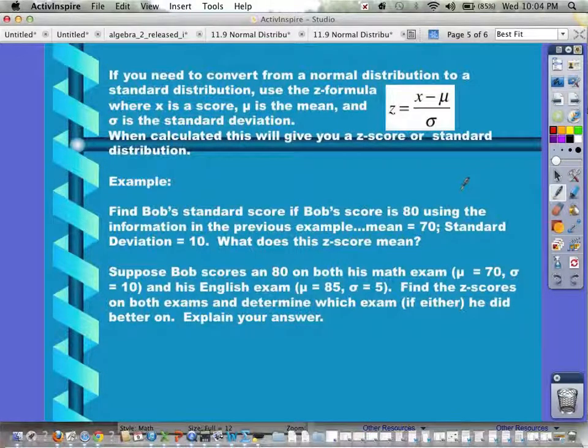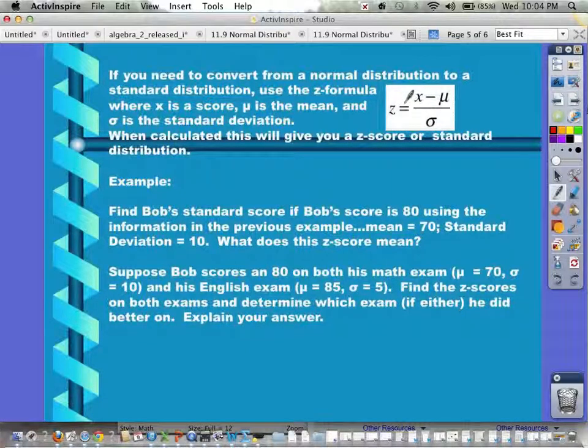All right, if you need to convert from a normal distribution to a standard, so in other words, going from an actual score to one of those deviations of 1, 2, 3, that kind of thing, you need to use the Z formula where X is the score. This right here would be an actual score. This is going to be your mean. This is your standard deviation. You calculate that and you'll get a Z score.